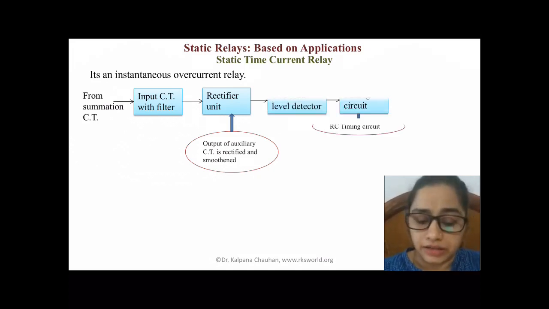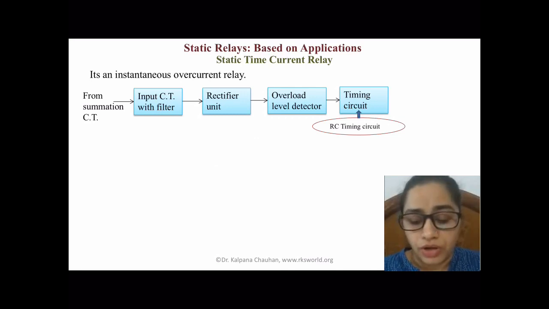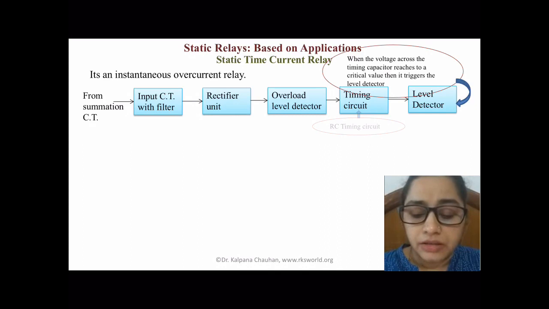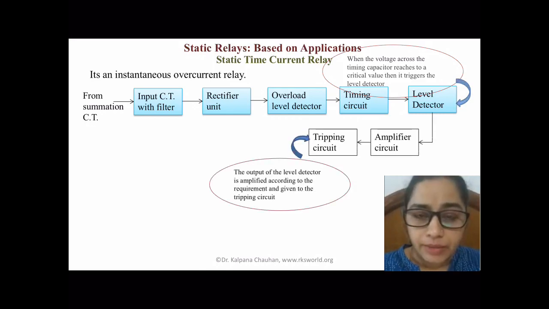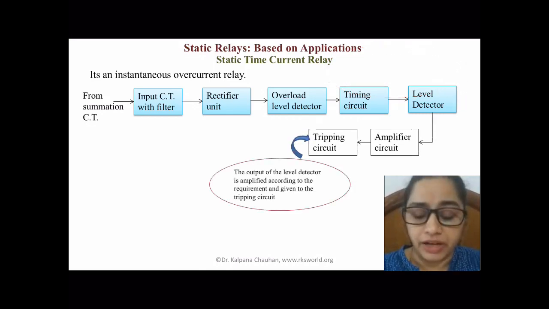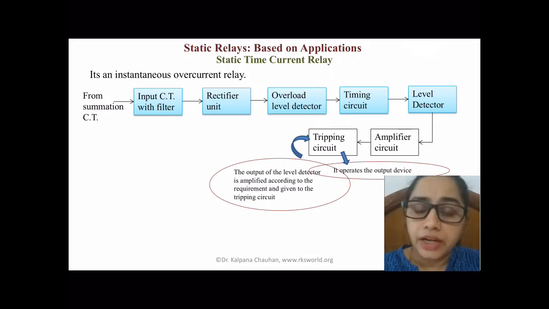After that, this output is going to the overload level detector and time circuit. This time circuit is nothing but the RC circuit. When the voltage across the timing capacitor reaches a critical value, it triggers the level detector. The output of the level detector is amplified with the help of an amplifier according to the requirement and given to the tripping circuit. The tripping circuit operates the output device. Here the timing circuit is connected.